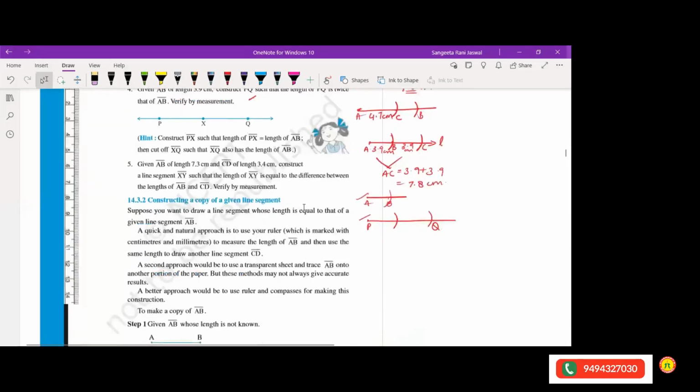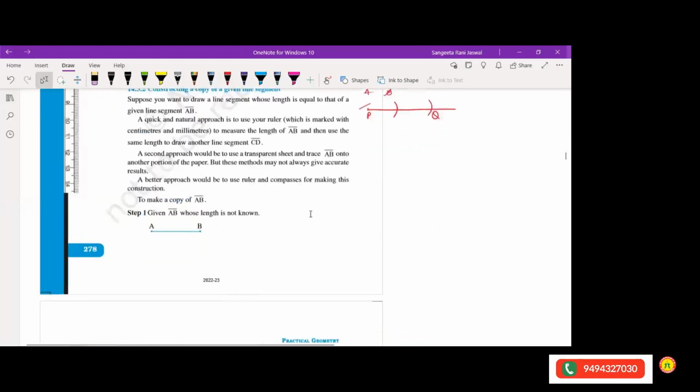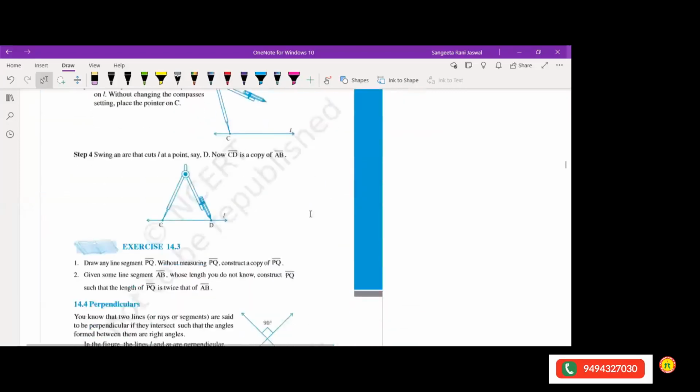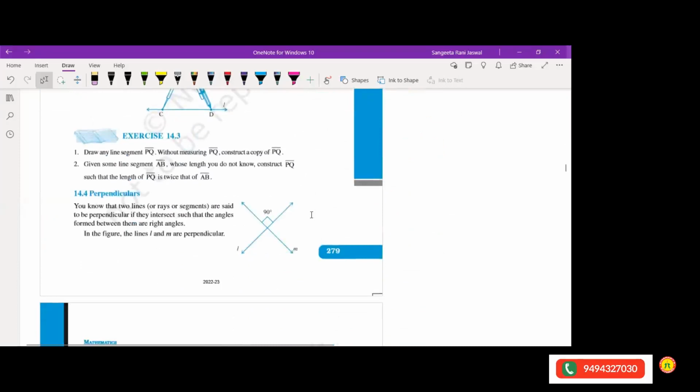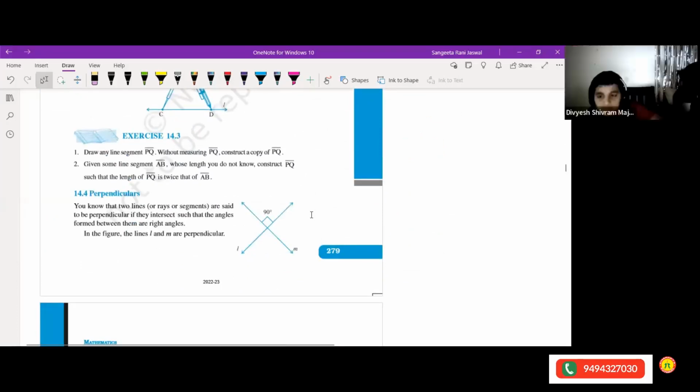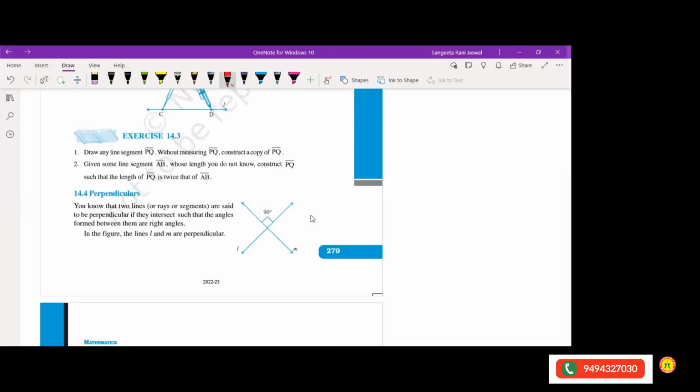Constructing a copy of a given line segment. Copy of a given line segment also we did yesterday, is it? Yes, ma'am. Using the compass. Now draw a line segment PQ and, without measuring PQ, construct a copy of PQ. Can we do that? We don't need to measure PQ. Just keep your compass and make a copy of that.